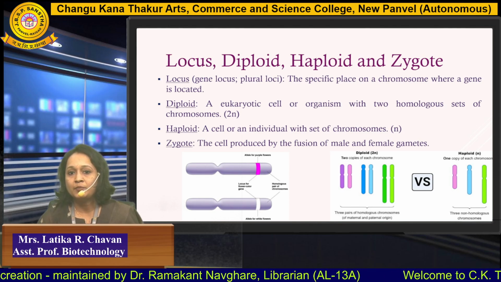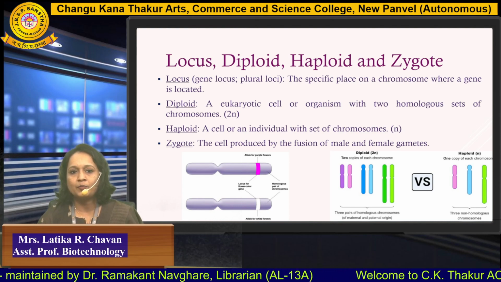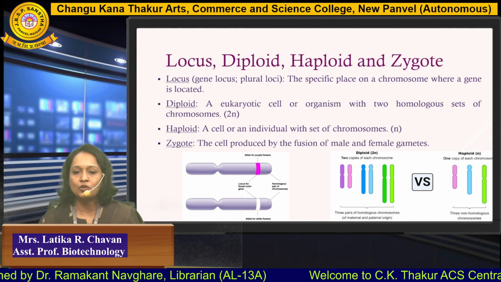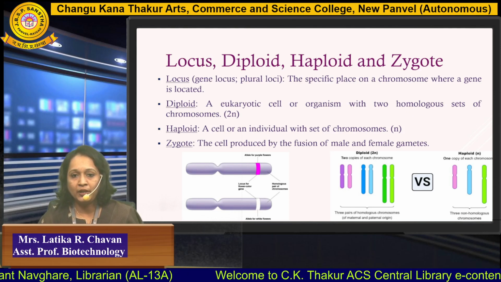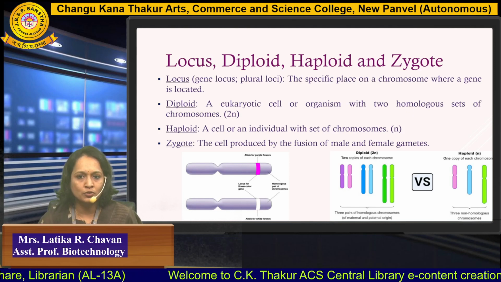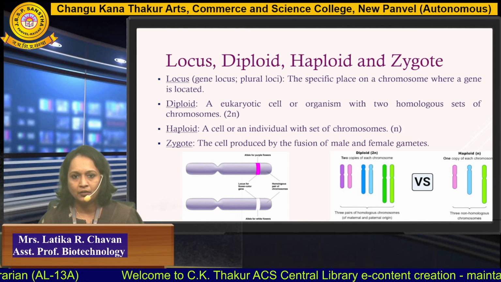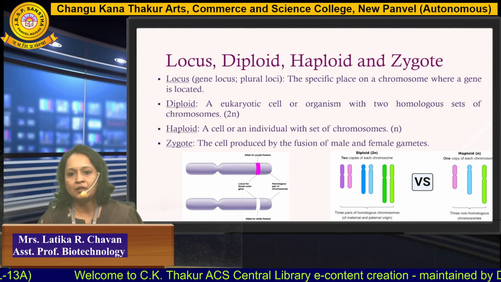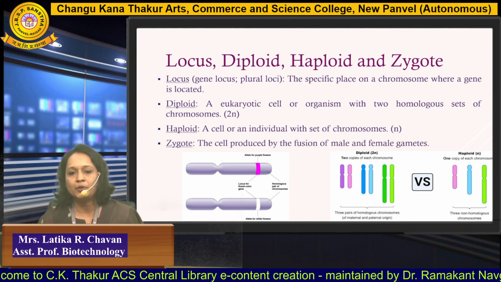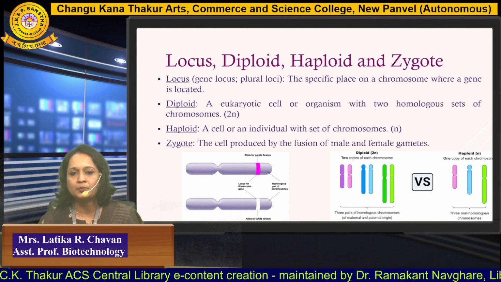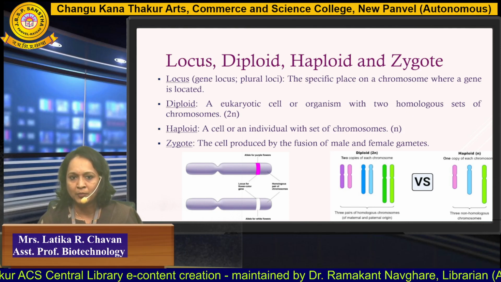If an organism is diploid, the genes are present, or your homologous sets of chromosomes are present twice. And if the organism is haploid in nature, a single set of chromosomes is present, that is called n. The zygote is produced in organisms which are sexually reproducing, by a fusion of male and female gametes.